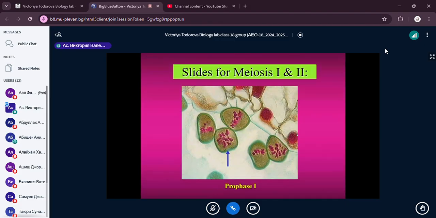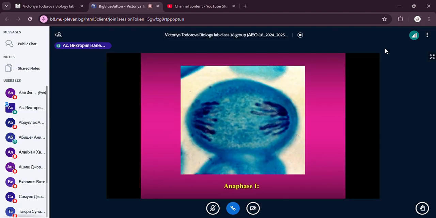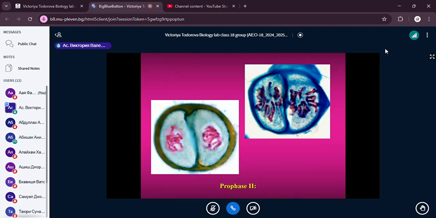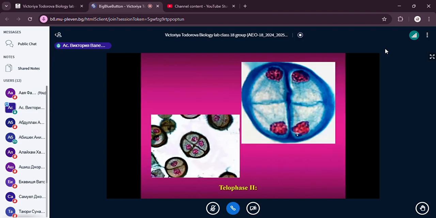Again, this is how the chromosomes look like in meiosis: prophase 1, metaphase 1, anaphase, telophase, and again prophase. In some species, there is no second prophase. Actually, they go into metaphase 2, or this phase, prophase 2, is so short.